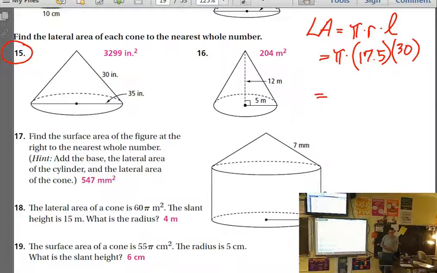Are you sure about your formula? Yeah, I went back in the notes. We used perimeter instead of circumference, I think, when we first started. Wait, I did not use the pi. I think I know why you got the wrong answer. I think 35 is the radius. Yeah. What does it say?